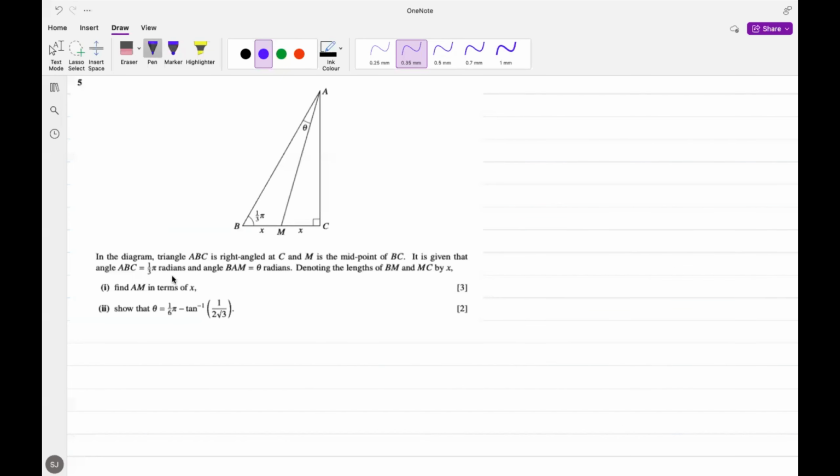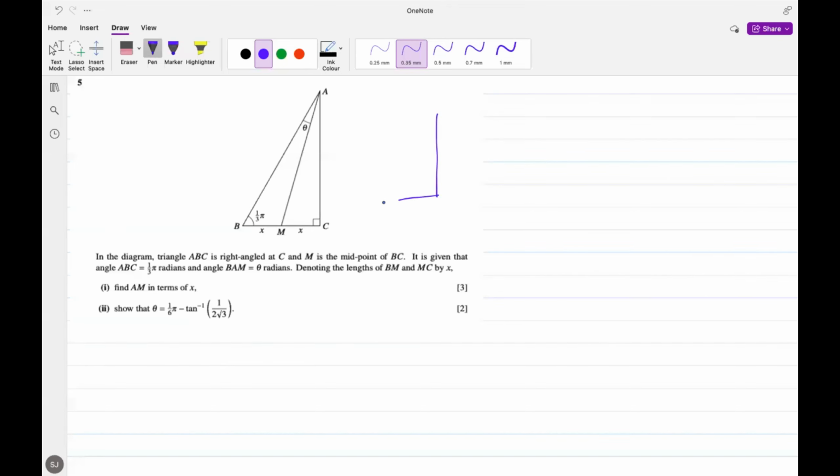In question 5, we have a diagram in which triangle ABC is right-angled at C and M is the midpoint of BC. It is given that angle ABC is π/3 and angle BAM is θ. BM and MC are given by x. We have to find AM in terms of x. Now to find AM in terms of x, we'll have to first find the length of AC.